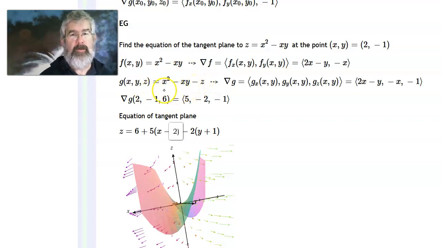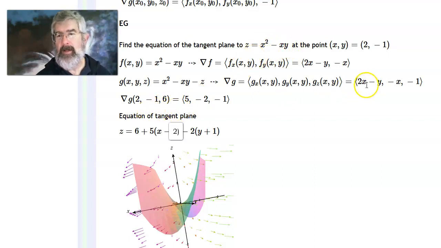And notice when I take the partial of this with respect to x, it looks just like it did up there. Take the partial of this with respect to y, you get the same thing as you did up there. And then the partial with respect to z is minus 1. Right? So these first two components, the only two components for the gradient of f, are the first two components of the gradient of g. And now when we plug in the point 2, negative 1, 6, where did the 6 come from? Well, if I plug 2 and negative 1 in for x and y, 4 plus 2 is 6. So the z value there is 6.